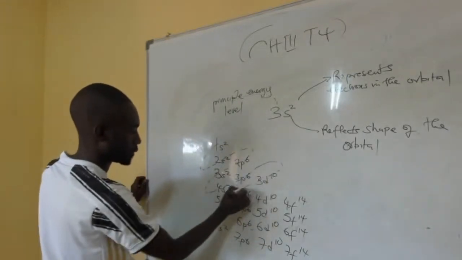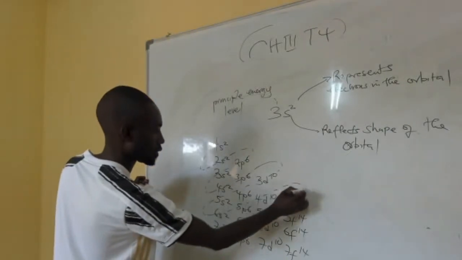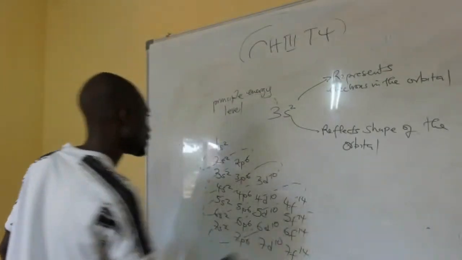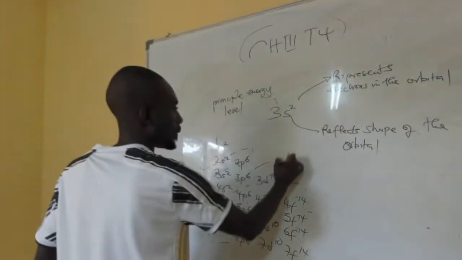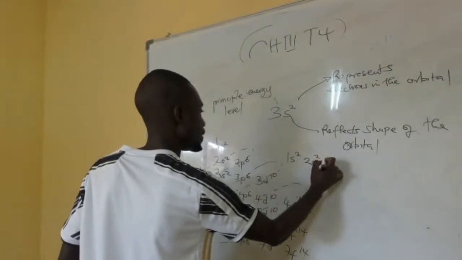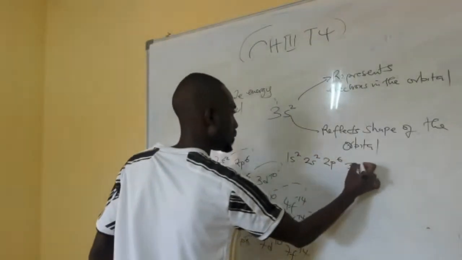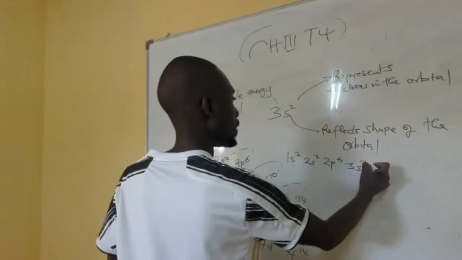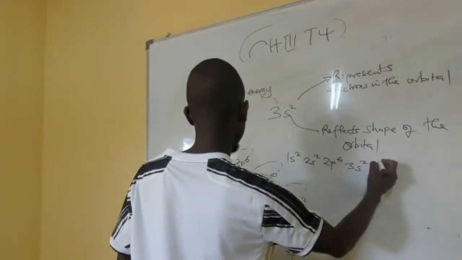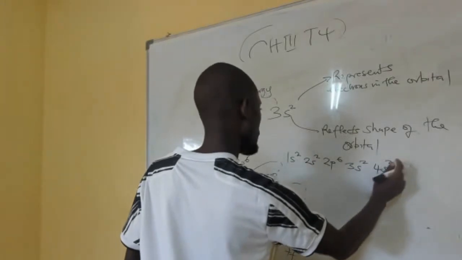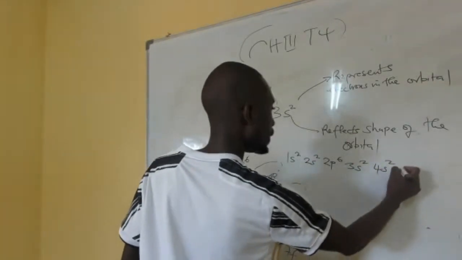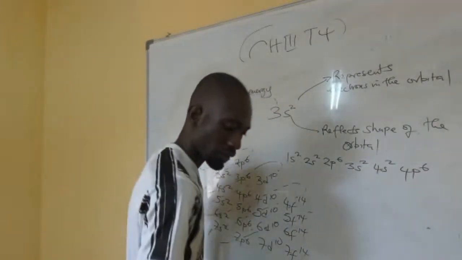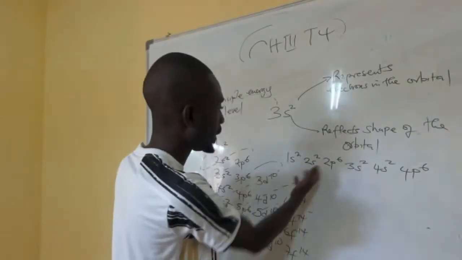So I can make this round up. So I have 1s2, 2s2, 2p6, 3s2. Then from this one, yes, 4s2. Then 4p6. So of course there are so many things that we can consider here.